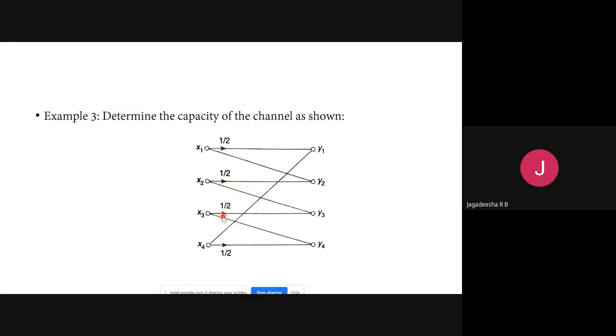If you consider the third source, its transition probability is half. You consider the fourth source, its transition probability is again half. So you consider any of these sources, the transition probabilities are the same. So this is a special case of the previous cases we discussed. So here we can do certain things in a better way, or maybe an easier way. That's why I'm discussing this particular example here.